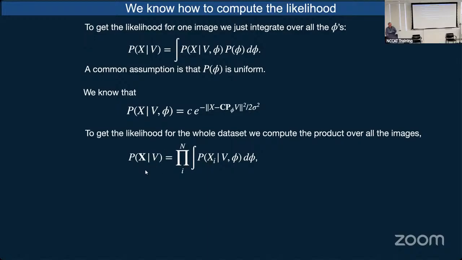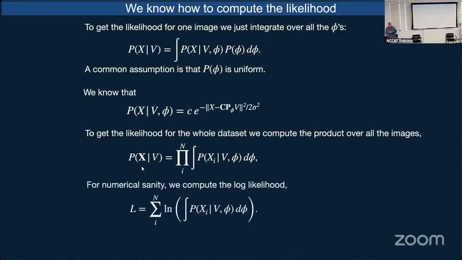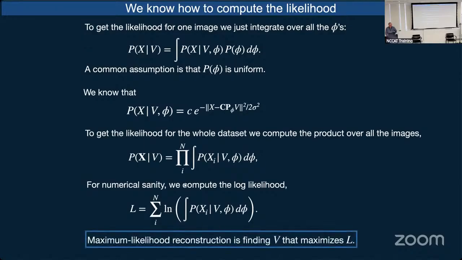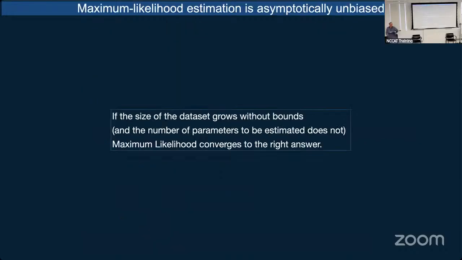So what we do is we integrate over all projection directions, and then we compute the product over all images, and that gives us the likelihood. This is just a note that this is a really, really tiny number, and so people use the log likelihood.